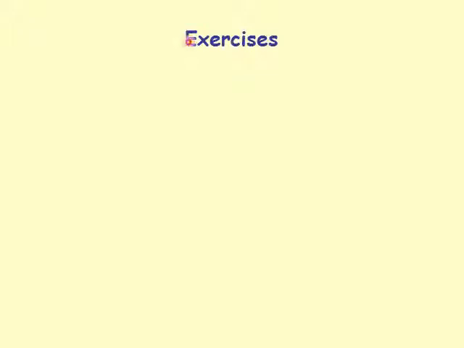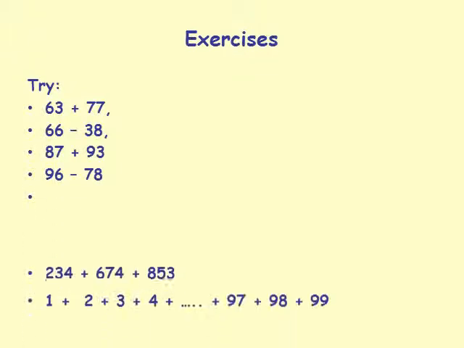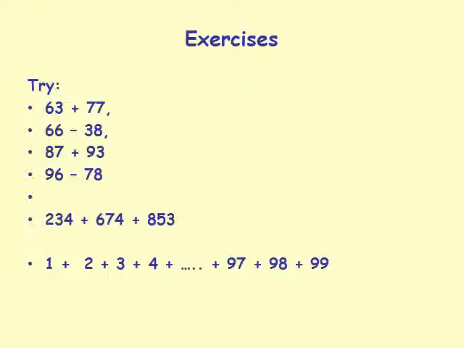Okay, all right. Now let's see some exercises you can try for yourself. You can try 63 plus 27, 66 minus 38, 87 plus 93, 96 minus 78, 234 plus 674 plus 853, and then the sum of numbers from 1 through 99.